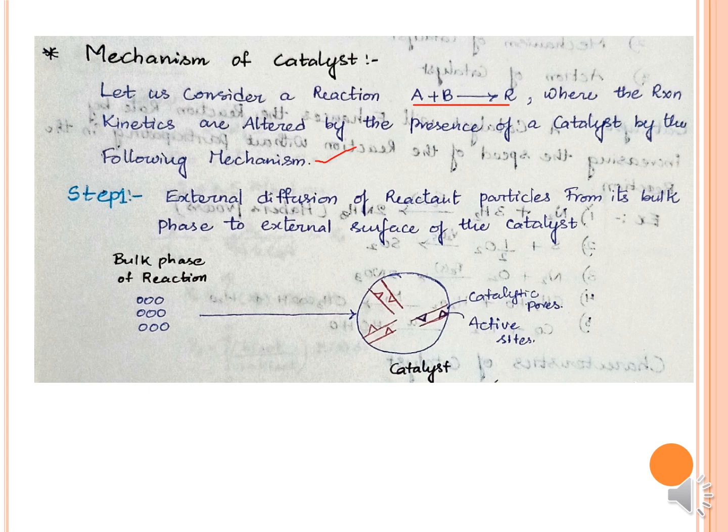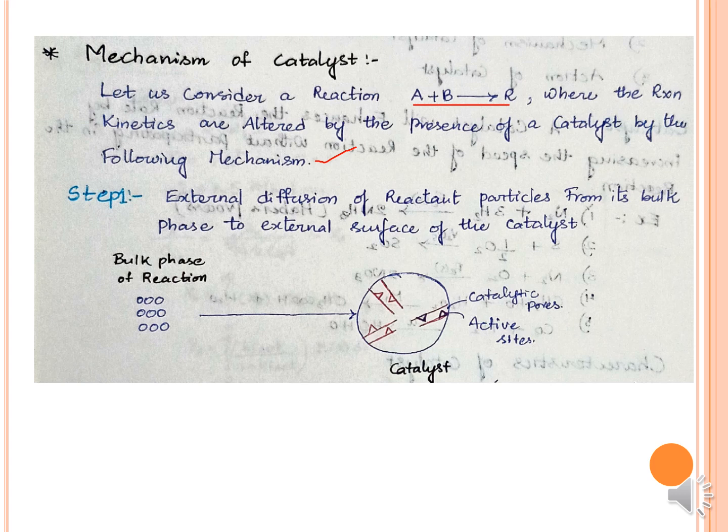In step 1, what happens? Let us take a bulk phase of reaction where the reactants are very far from the catalyst surface. This is our catalyst surface. This is the external surface of the catalyst. These are the pores of the catalyst. These triangular shapes are the active sites of the catalyst.